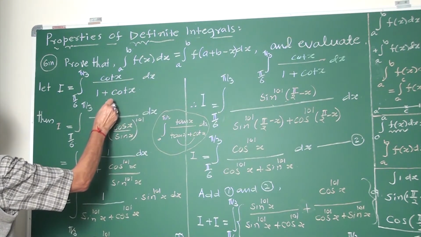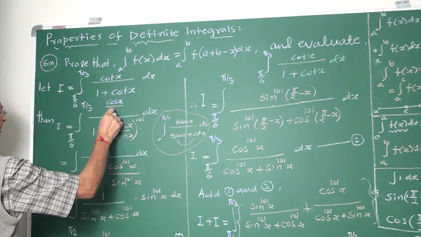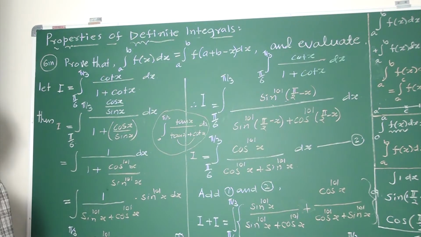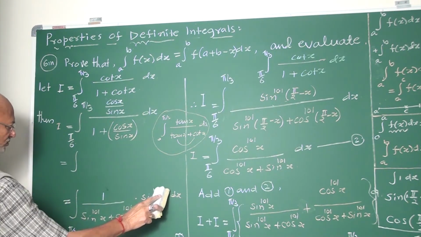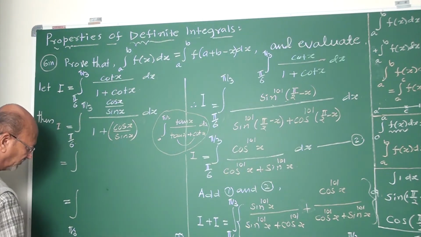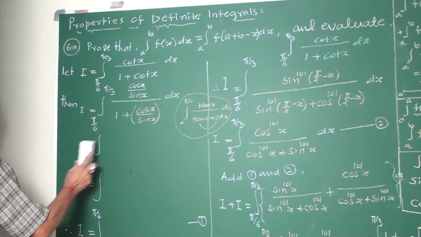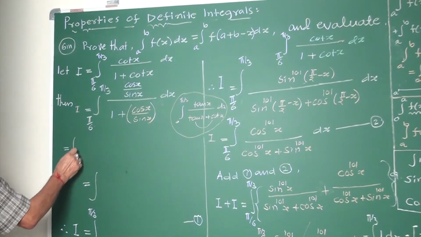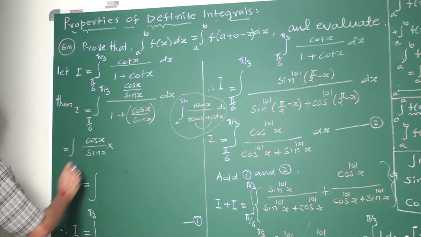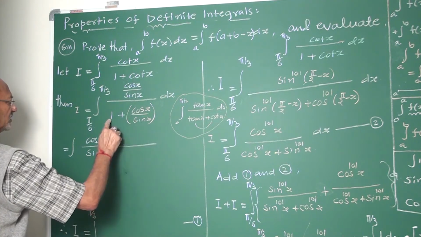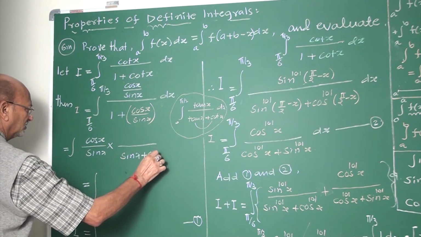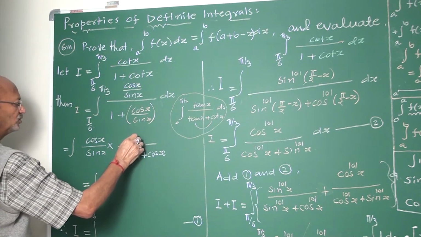Change, my friends. What is this? It is cos x upon sin x. Down is also cos x upon sin x. Yes. Simplify this. So this equals the integral of cos x upon sin x into, LCM and cross. What is the LCM? Sin x plus cos x. Then this LCM will jump to the numerator.